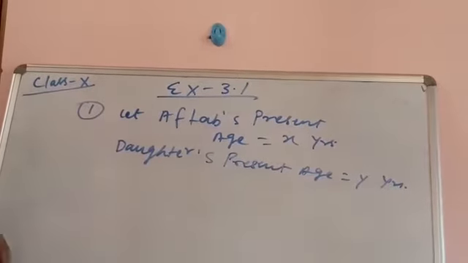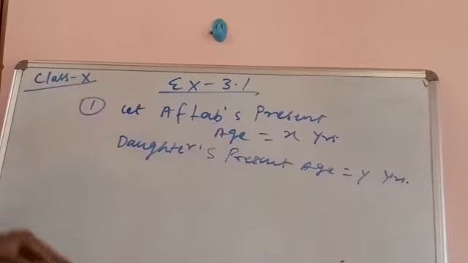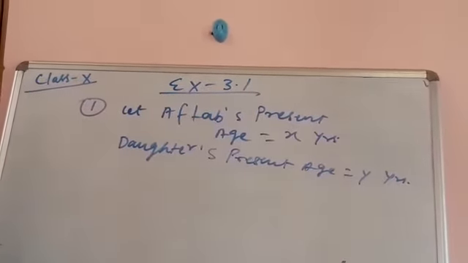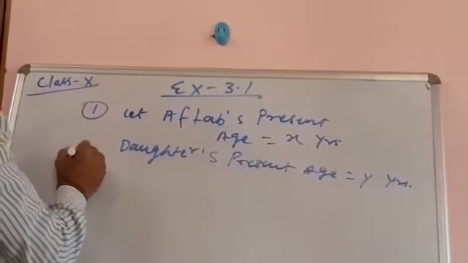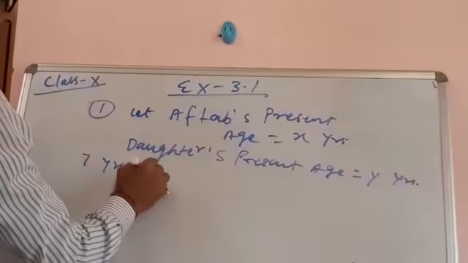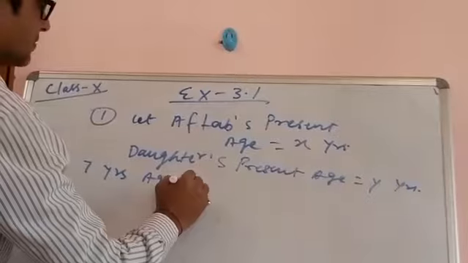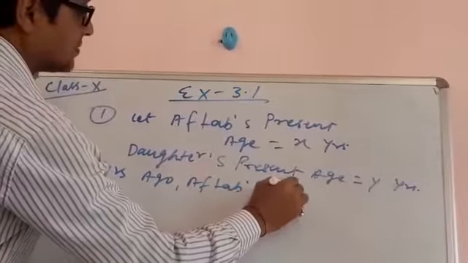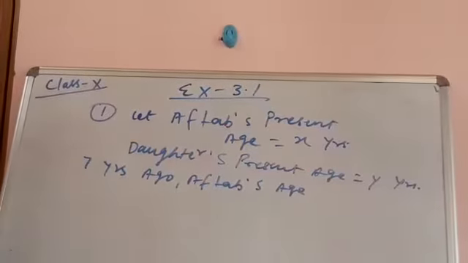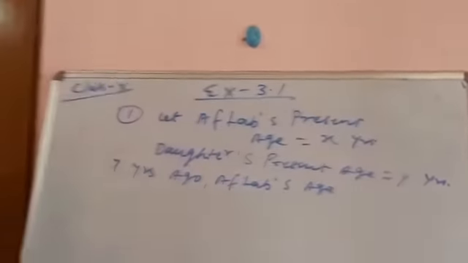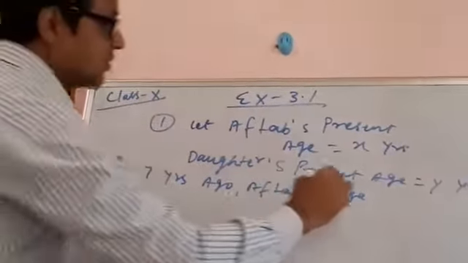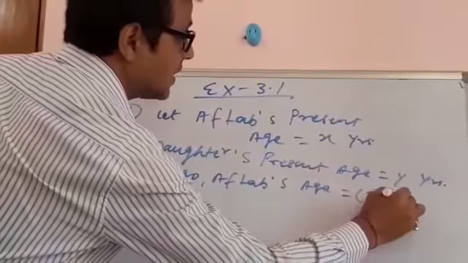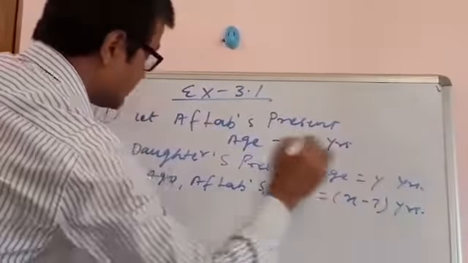7 years ago. In this question, two types of things are given: 7 years ago and 3 years from now. So we'll make the situation here. 7 years ago, Aftab says. "Ago", you all know, is talking about 7 years in the past. So what do we do? We'll write here x minus 7 years.